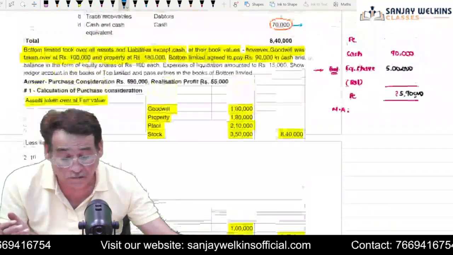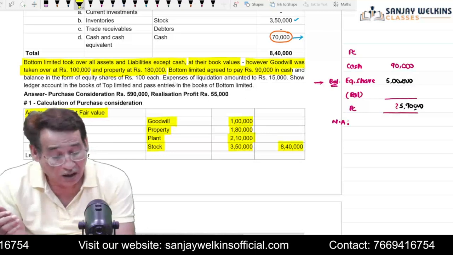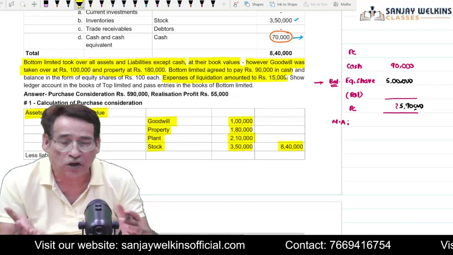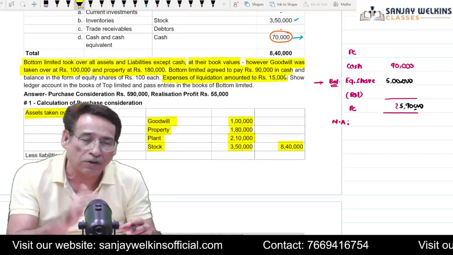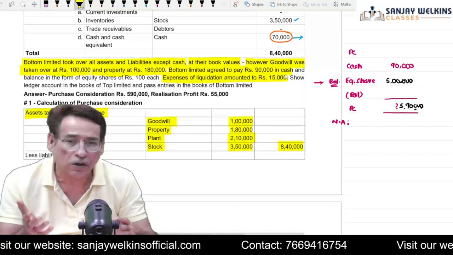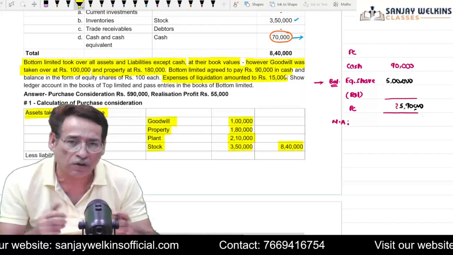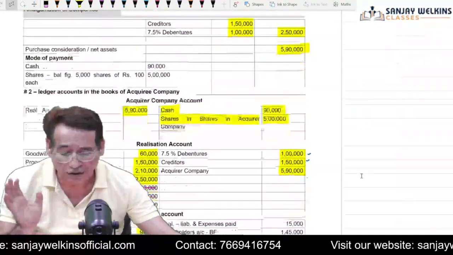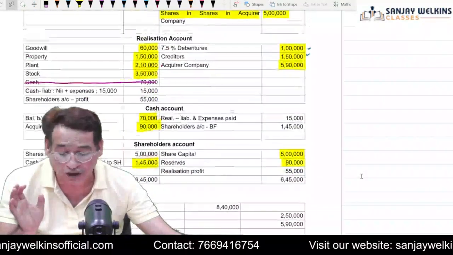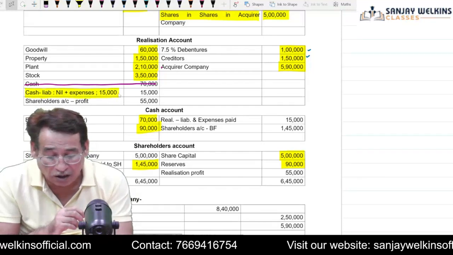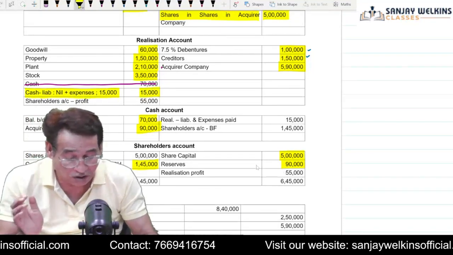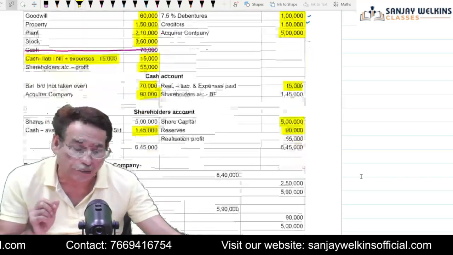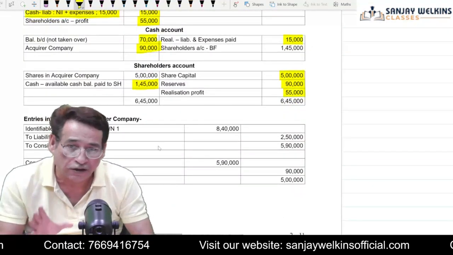Now in this question, there is a line written, expenses of liquidation amounted to 15,000. But this time it is not written which company is bearing these expenses. So if it is not written which company is bearing the cost of acquisition or cost of dissolution, also known as cost of liquidation, then always presume these expenses have been borne by the vendor company. So we shall presume in this case that the vendor company is bearing the expenses. So we will write here to cash, expenses 15,000. And then I will cross these expenses to the credit side of realization account. Now I will tally my realization account, profit will be 15,000. This profit will be posted to the credit side of shareholders account.